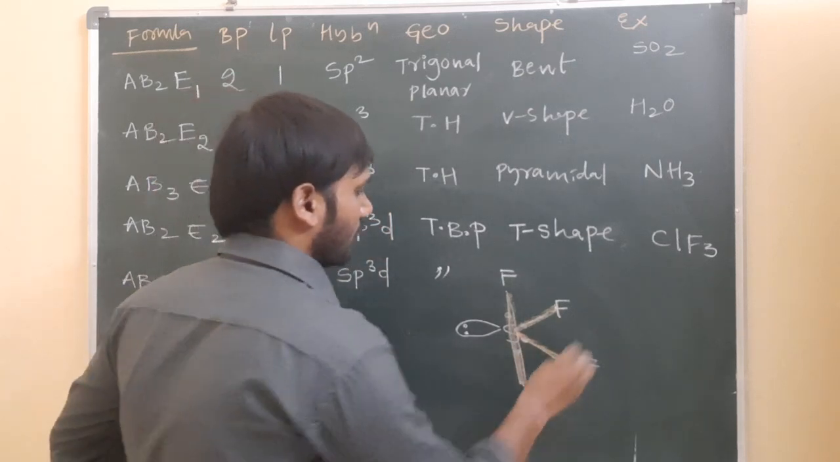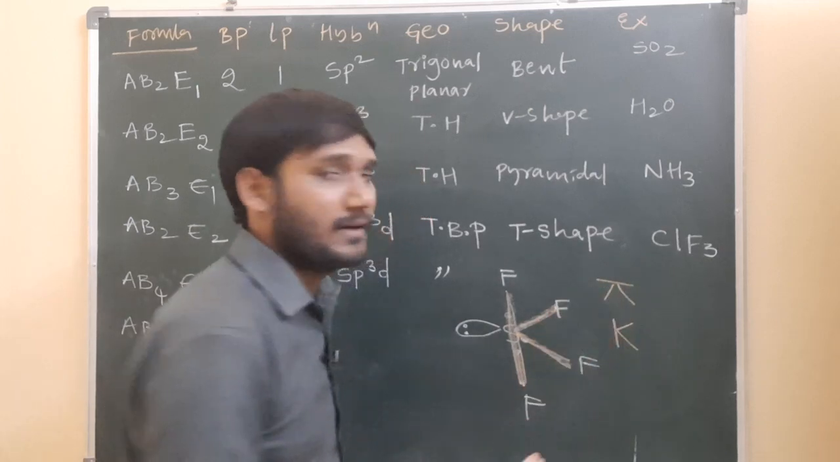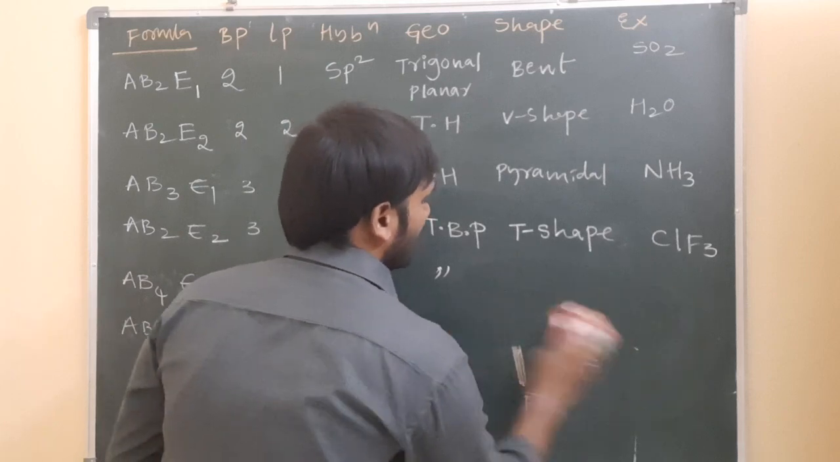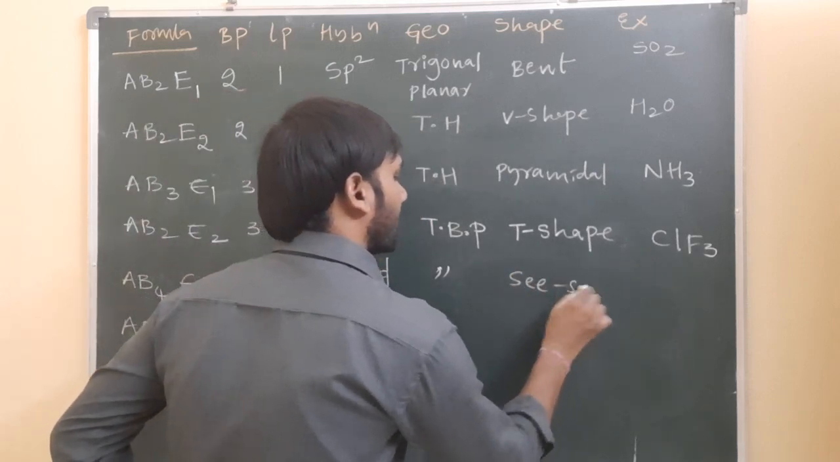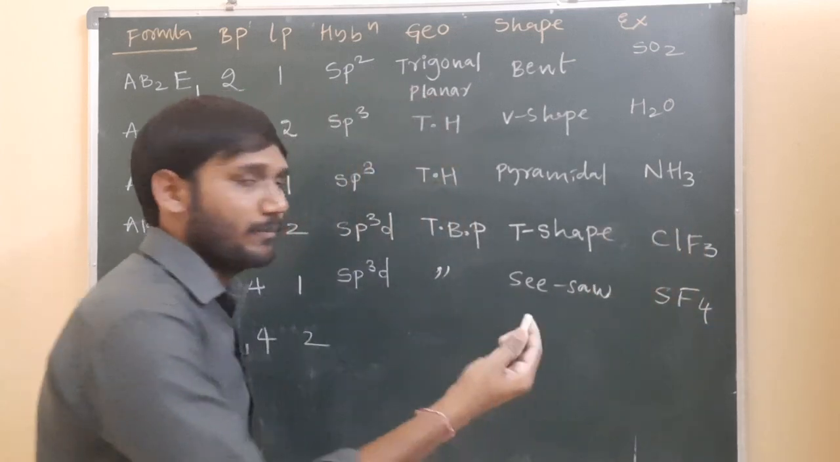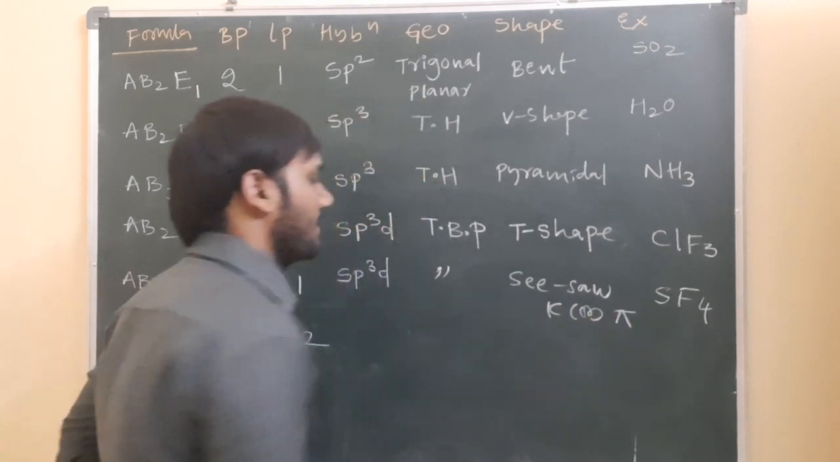Otherwise, the pi bond, how it is present, is like this only. You can write it as this K shape, otherwise pi shape; generally we use the seesaw shape. Example: what is the shape of the molecule? Seesaw shape. Example is what? SF4. Seesaw shape, you can also say K shape, otherwise pi shape, we also call it.